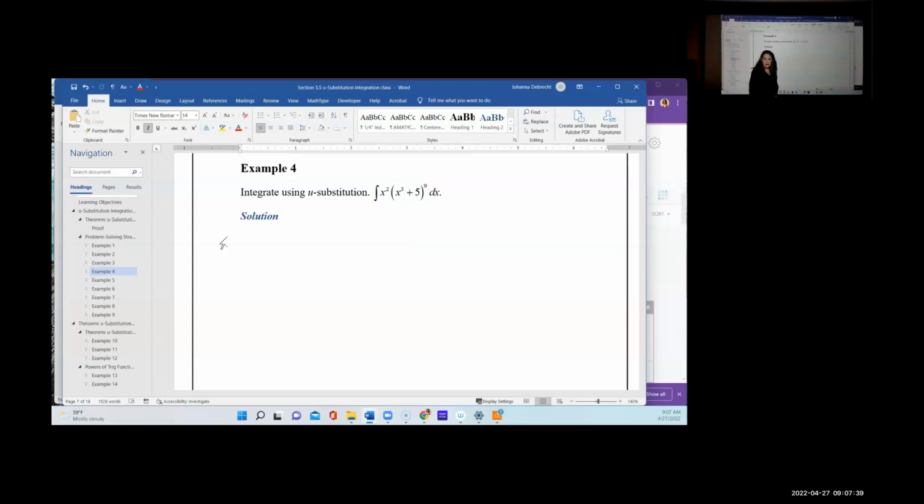Let's hear from Trevor, Jay, or Jack. X cubed plus 5. Excellent. Thank you, Trevor. So x cubed plus 5 is u. And then we take the derivative of both sides of that. And the derivative of x cubed plus 5 becomes 3x squared.